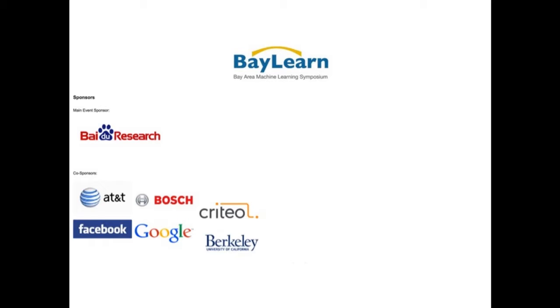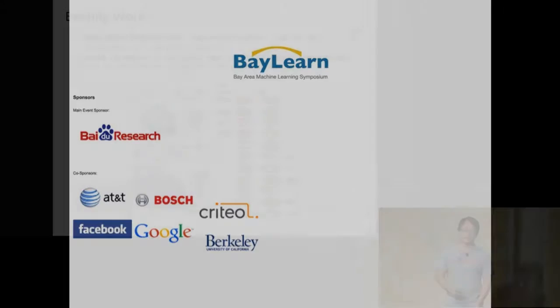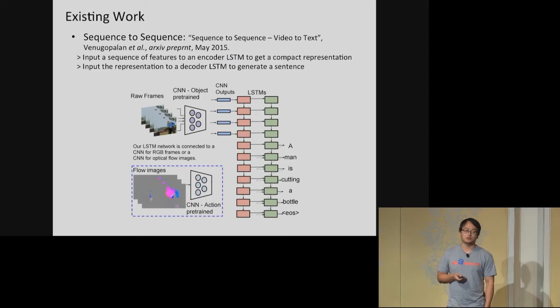Most of the state-of-the-art methods are based on a method called sequence-to-sequence learning. What sequence-to-sequence learning does is that it extracts features for each frame of the video, so that makes it a feature sequence. And then it uses an LSTM to encode the feature sequence into a single compact representation. It then feeds this compact representation into another decoder LSTM to generate the sentence. Our method is also based on this sequence-to-sequence framework.